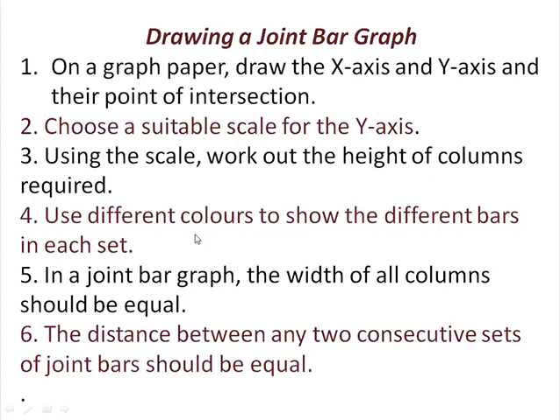So children, here you can use different colors, also different textures to show the information of two different persons or two different data. Now, in a joint bar graph, the width of all columns should be equal. That we have followed while drawing a simple bar graph. We have to follow the same thing for drawing a joint bar graph also. The distance between any two consecutive sets of joint bars should be equal. Here again we have to follow the same thing, that the distance between any two consecutive sets of joint bars should be equal. Now let us start with practice set 31.